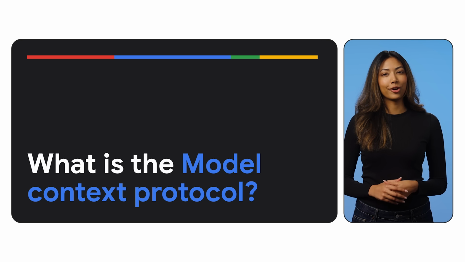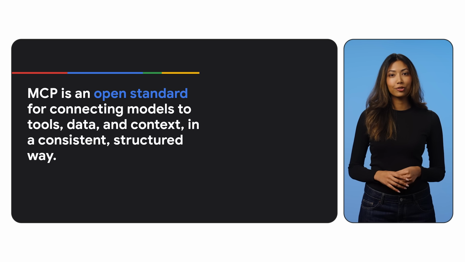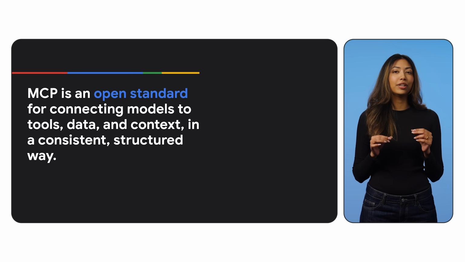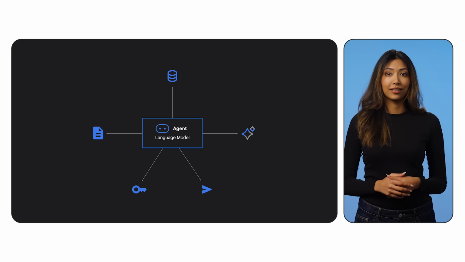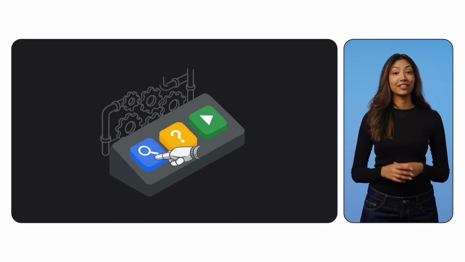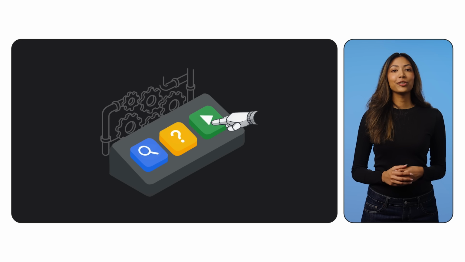So, what is the Model Context Protocol? At its core, MCP is an open standard for connecting models to tools, data, and context in a really consistent and structured way. You can think of it as a shared language between models and the systems around them. It defines how a model can discover available tools, ask for information, and perform actions without having to know the specific implementation details behind each one. This protocol was introduced by Anthropic and is now being adopted across the industry because it solves one of the biggest pain points in AI development today: how to make models use external resources safely and reliably.